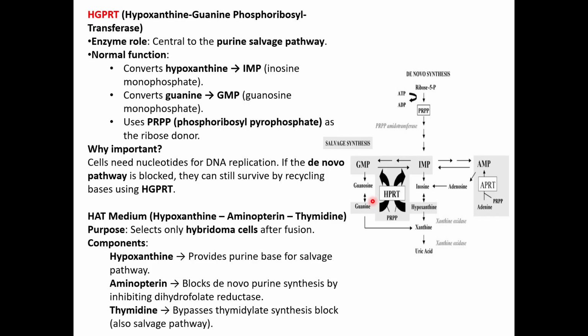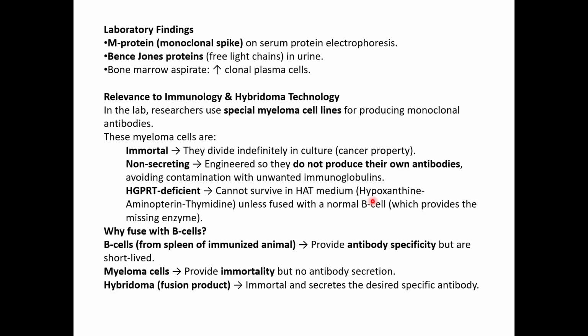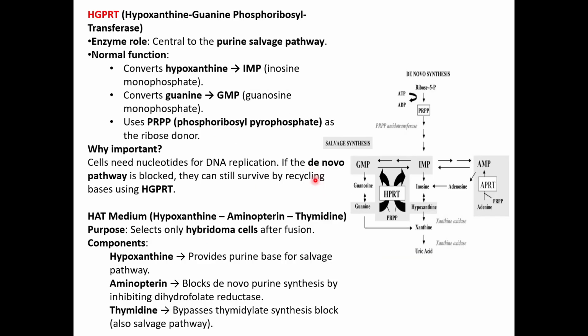Then coming to HGPRT. Here I didn't explain it completely because this is the next topic. Here I said that these myeloma cells are HGPRT deficient, and that is the reason they cannot survive on the HAT medium. So what is HGPRT? HGPRT is hypoxanthine guanine phosphoribosyl transferase. It's an enzyme that has a central role in the purine salvage pathway. Purines are nothing but nucleotides.